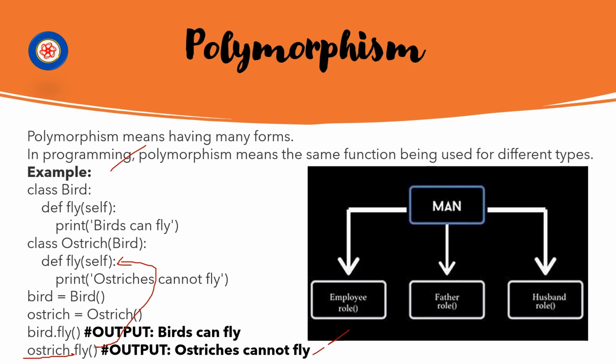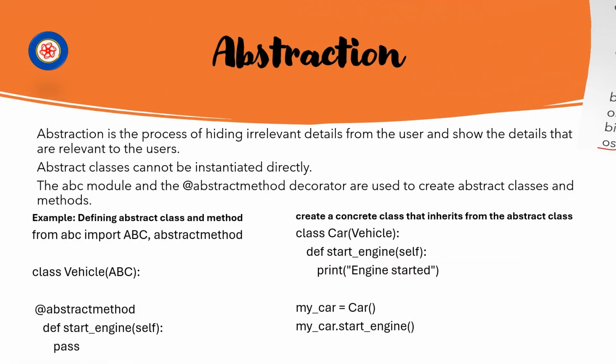Next, abstraction. Abstraction is the process of hiding irrelevant details from the user and showing only the details that are relevant. Think of it like you are driving a car. When you are driving a car, you interact with the steering wheel, pedals, and dashboard. You need to know how to control these while driving the car, but you don't need to know the complex working of the car engine, transmission, and other internal components which are hidden from you.